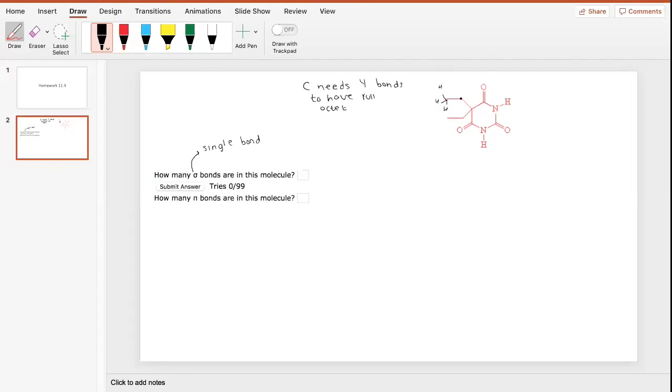This carbon is bound to one carbon on the left and one carbon on the right, and so it only needs 2 to get its full octet. This, very similarly to the one up there, this carbon only needs 3 hydrogens, and this carbon only needs 2. Every other carbon in this ring has 4 bonds. They're all satisfied. So now that we've drawn in the hydrogens, we can go through and count how many single bonds we have.